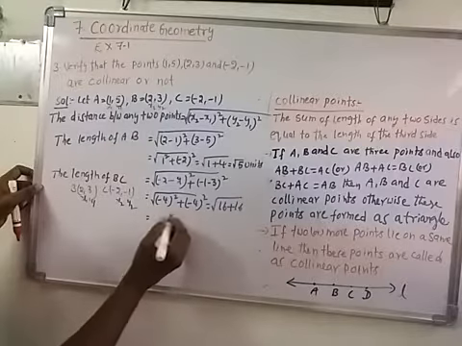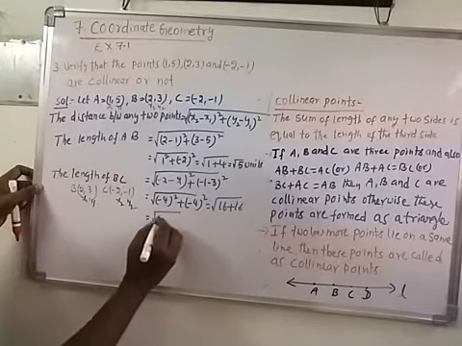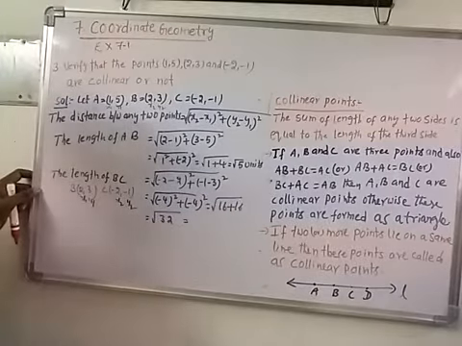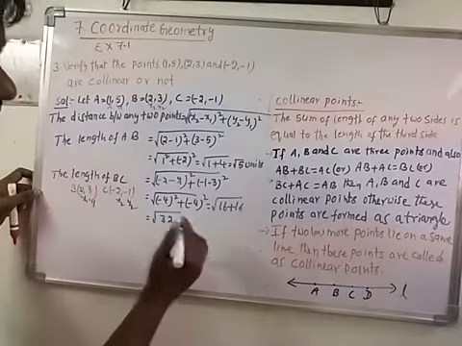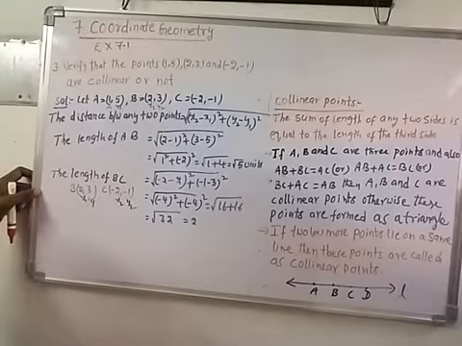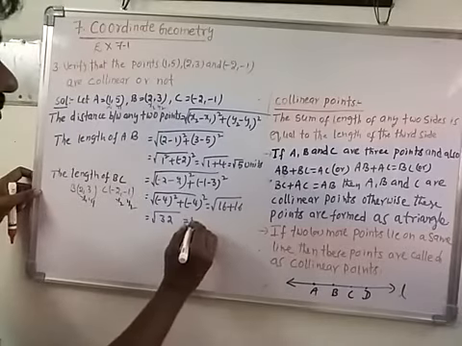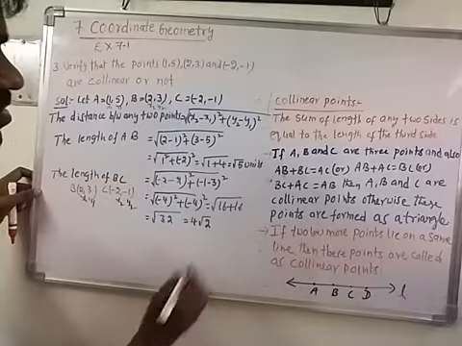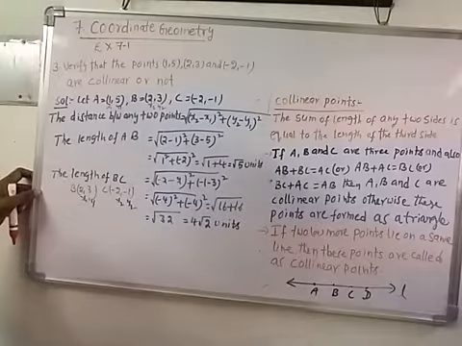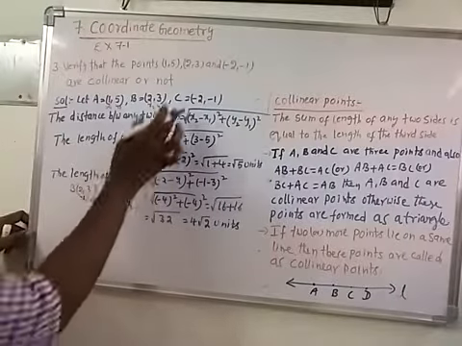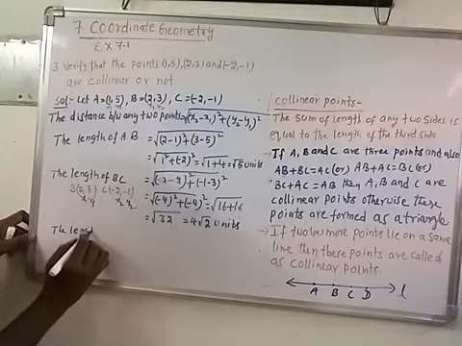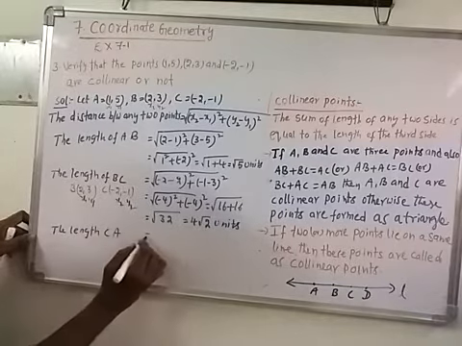So 4 square is 16, and 16 plus 16 is 32. That equals, as in the previous problem, square root of 32 can be written as 4 square root 2. So 4 square root 2 units. And now we are finding the length of CA.